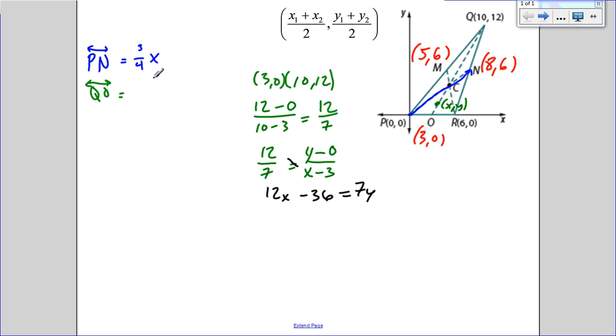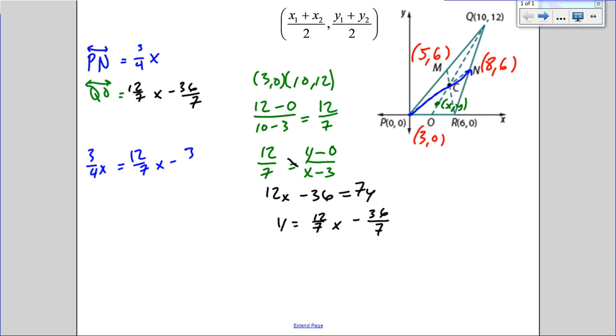Now if I wanted y equals, just so I have it like this, I would divide by 7, so y equals 12/7 x. And as you can see, that's what we had before, minus 36/7. So again, not the nicest fractions in the world, but it is the equation of that line. So I have 12/7 x minus 36/7. And if I want these to intersect, what I have to do is set them equal to each other. So 3/4 x equals 12/7 x minus 36/7.